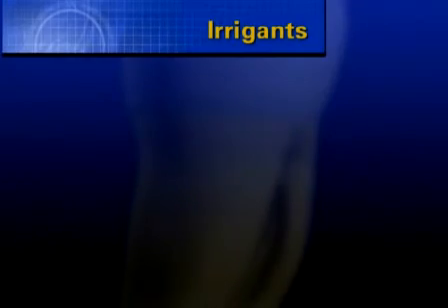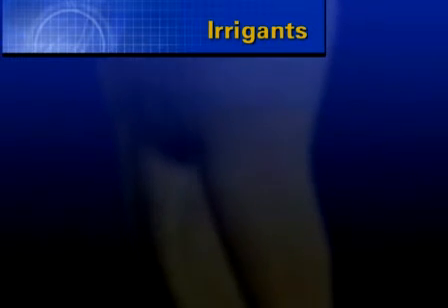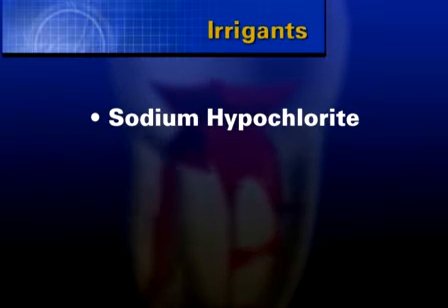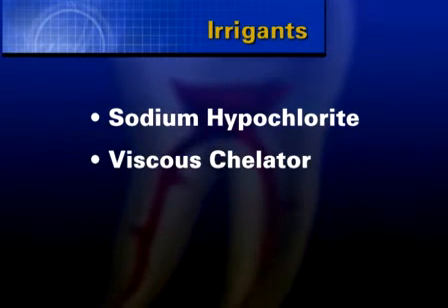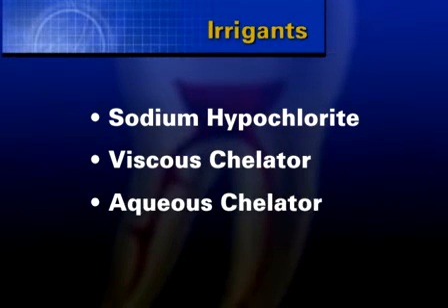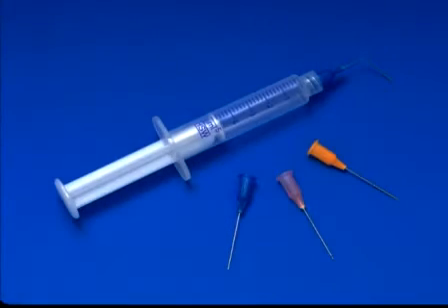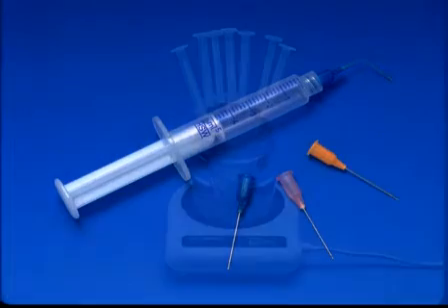3 intercanal irrigants are commonly employed in clinical endodontics: a 5.25% solution of sodium hypochlorite, viscous chelators such as Glide or RC Prep, and an aqueous chelator such as a 17% solution of EDTA. Sodium hypochlorite has the unique ability to destroy spores, viruses, and bacteria, and importantly, can digest vital and necrotic pulp tissue from all aspects of the root canal system.